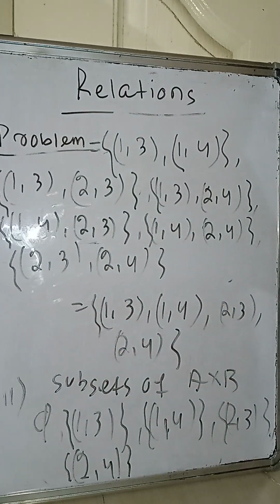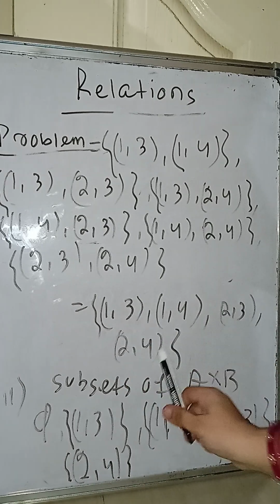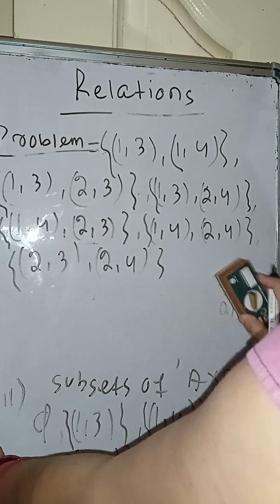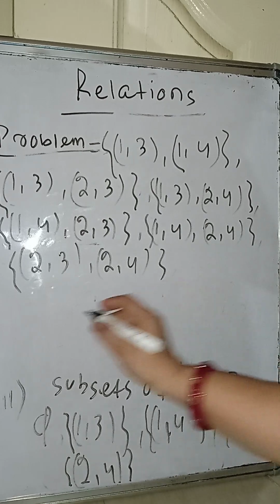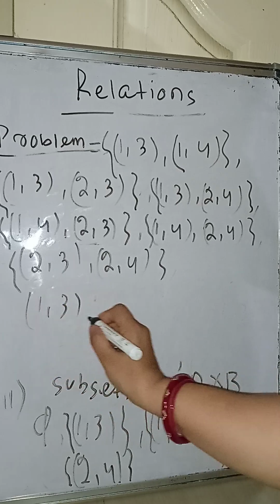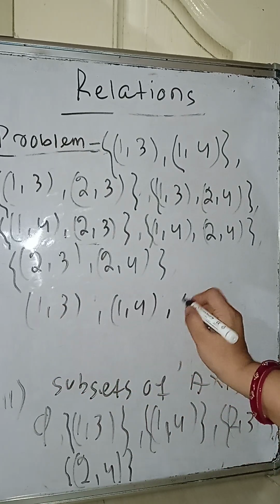Now the subsets containing 3 elements. You have to find now the subsets containing 3 elements. So what are those? {(1, 3), (1, 4), (2, 3)}.